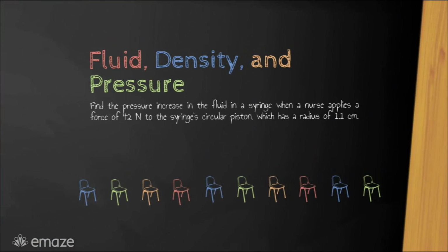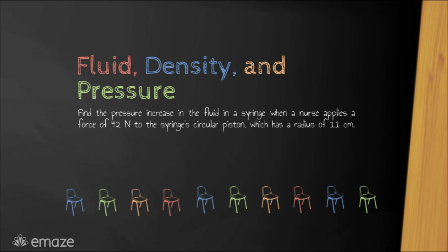First problem, find the pressure increase in the fluid in a syringe when a nurse applies a force of 42 Newton to the syringe circular piston which has a radius of 1.1 cm. Now we know that F equals 42 Newton and R equals 1.1 cm.